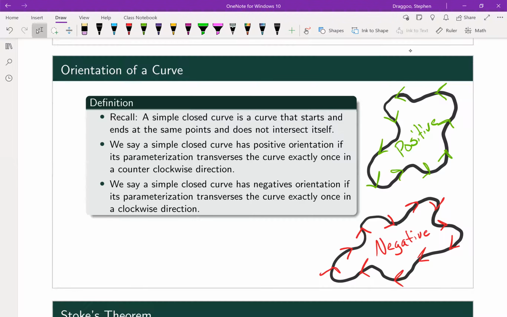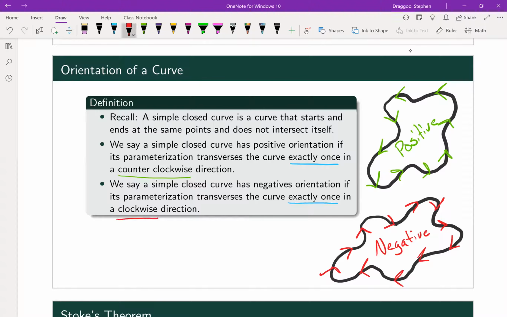So a simple closed curve will have a positive orientation if its parameterization traverses the curve exactly once in a counterclockwise direction. So both of those two pieces are important there. The exactly once part and the counterclockwise part are both important for the positive orientation. And so the negative orientation will be the same setup, but it'll do the reverse. It'll still traverse exactly once, but the clockwise direction is going to be negative.